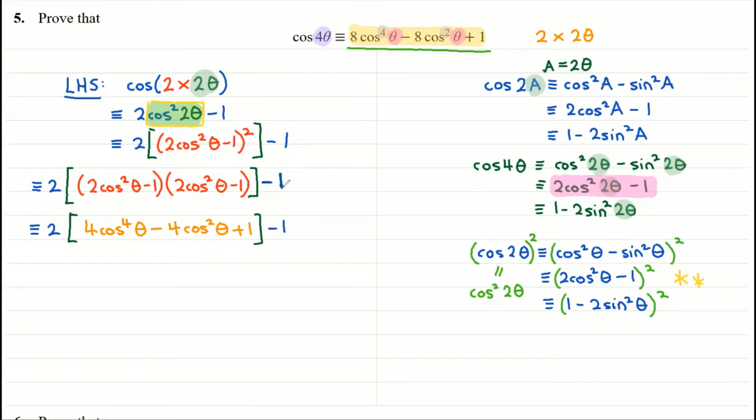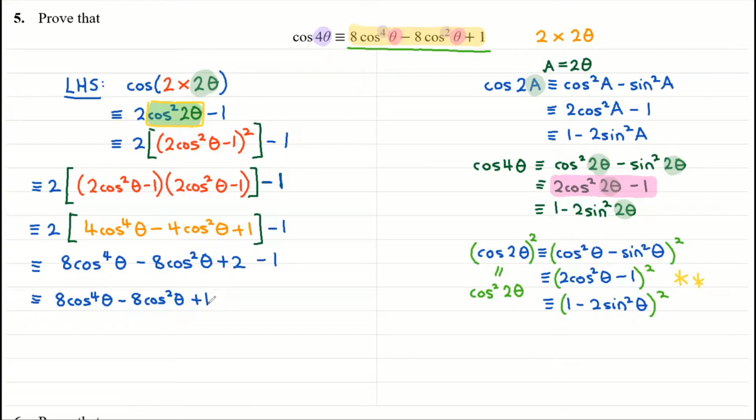All right, now let's multiply it out. So this is going to be 8 cos to the power 4 theta, subtract 8 cos squared theta plus 2, and then again subtract the 1, and there we have it. So I think we've got the final expression now. So this is 8 cos to the 4 theta, subtract 8 cos squared theta plus 1.